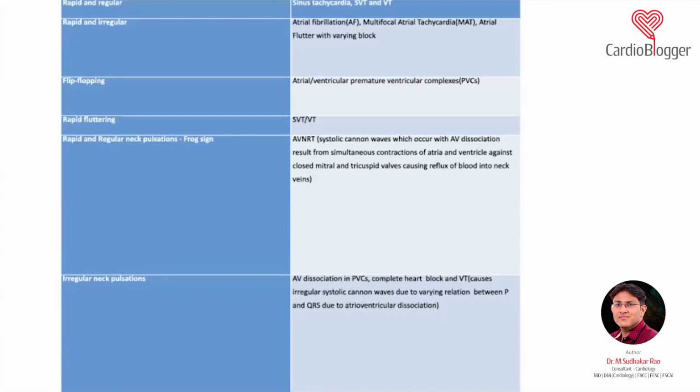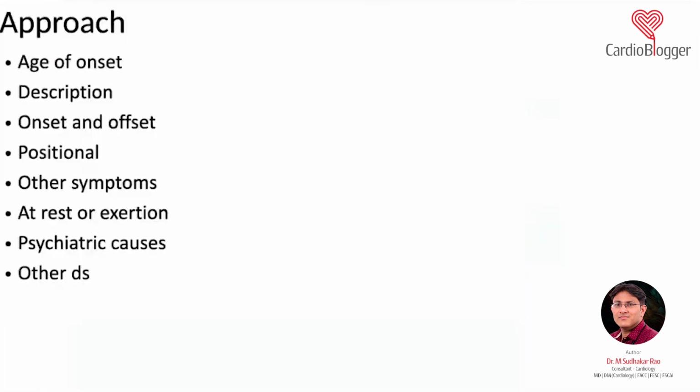That is known as cannon A waves, which we usually get in complete heart block or AV dissociation or a ventricular tachycardia. So we know a ventricular tachycardia usually causes fast pulsations in the neck. A complete heart block usually produces a slow pulsation in the neck. So history wise, you may be able to differentiate it by the description.